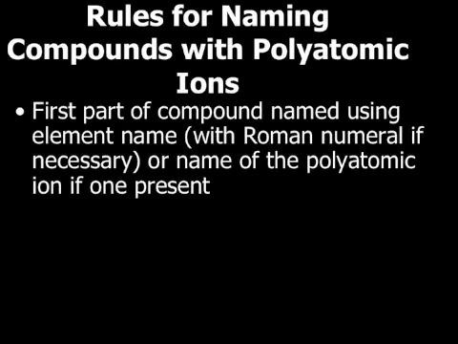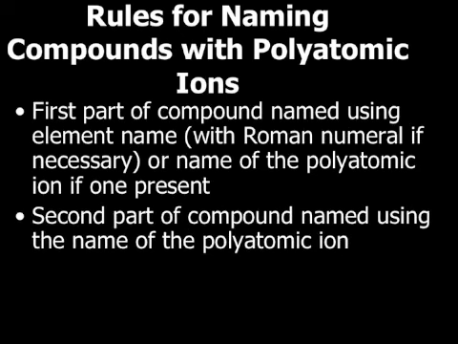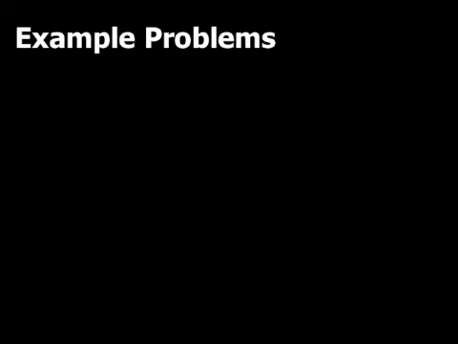When we go to actually name these, the first part of the compound is named using the element name with a Roman numeral if necessary. We're still worried about whether it's a single charged metal or a multiple charged metal. If it's a multiple charged metal, you still use the Roman numeral. Or the first part of the name could be the positive polyatomic ion we talked about, and there's only one of those, ammonium, NH4+. So these names will either start with the name of the metal or the name of that positive polyatomic ion. The second part of the compound is named using the name of whatever polyatomic ion is present.